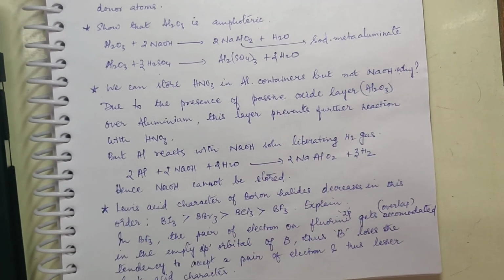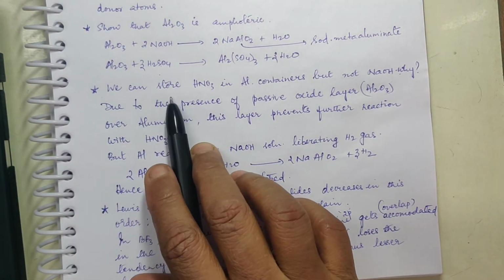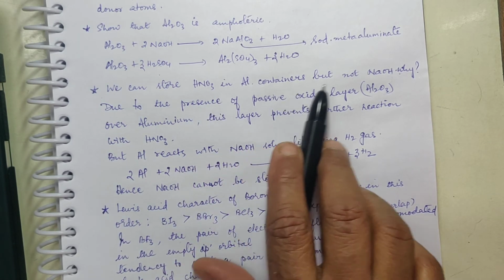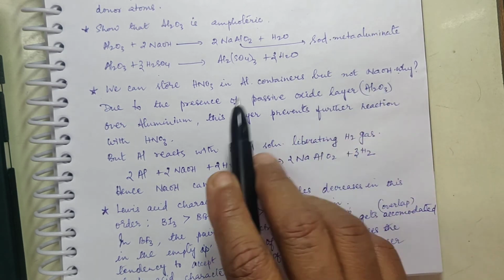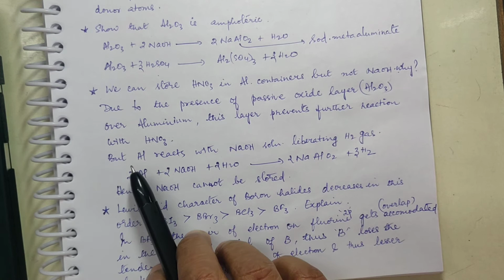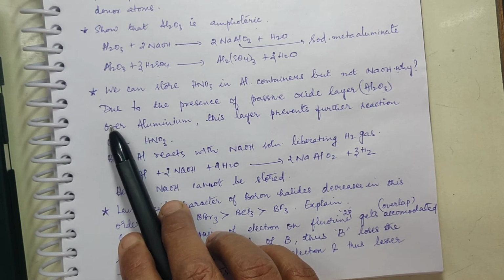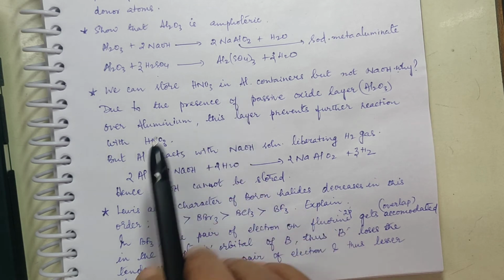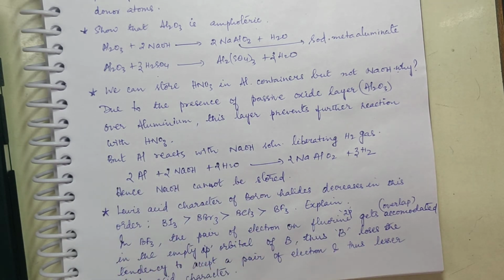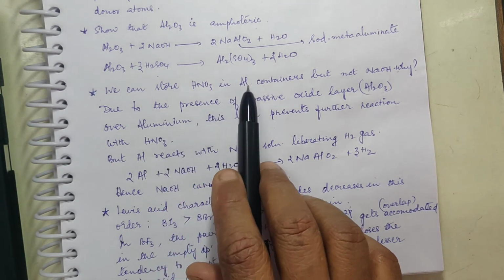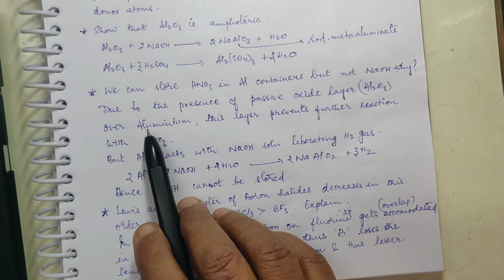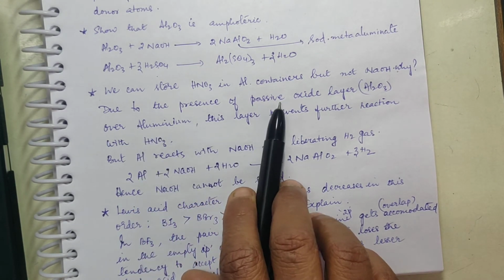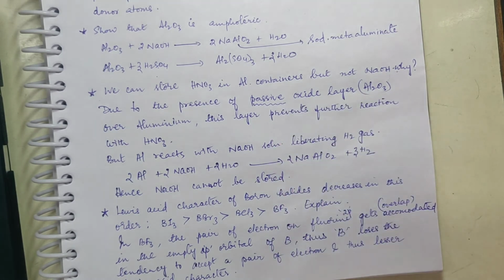Okay. Another important question. We can store nitric acid in aluminium containers, but we cannot store NaOH. This is again an important question. Why? This also you have seen in 10th class. I don't know how far you remember. Now, over aluminium, you have a passive layer of Al2O3, which restricts further reaction. Because this aluminium has a layer of aluminium oxide over it, what happens because of that? The Al2O3 layer is passive. Passive means it is inert.